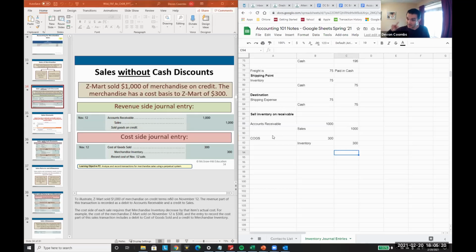So at the same time, we have two journal entries. If you miss one of these, you don't have a correct answer. Right? At the same time we sell it, we have a sale and a cost booked at the same time. You can book them separately or together. There's a revenue side and a cost side.